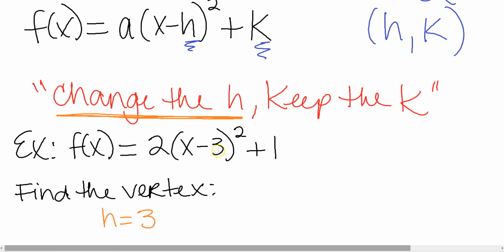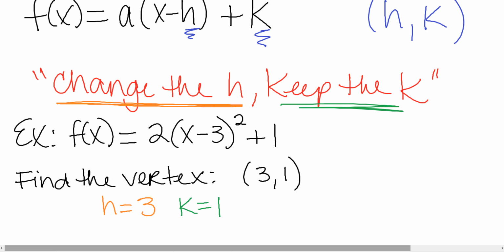So change the sign of the number you see here in parentheses. Keep the k means, what do you think? Keep the k the same. So k is going to equal positive 1. Okay? So the vertex is going to be (3, 1).